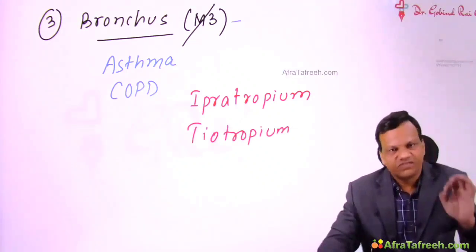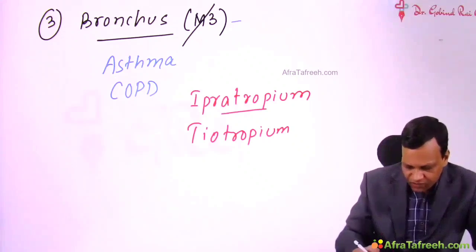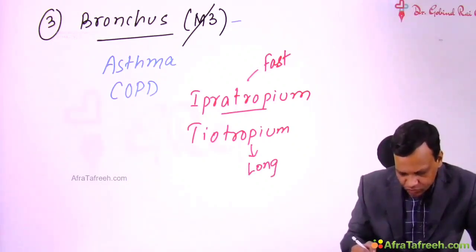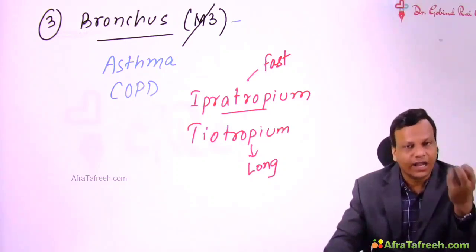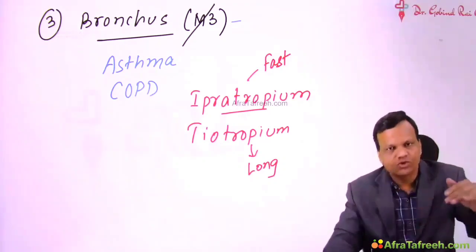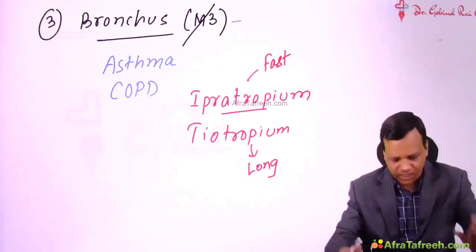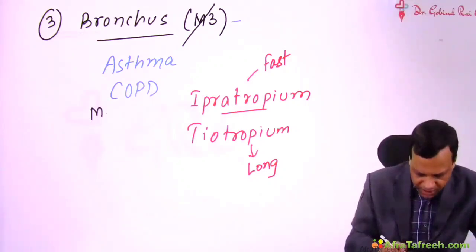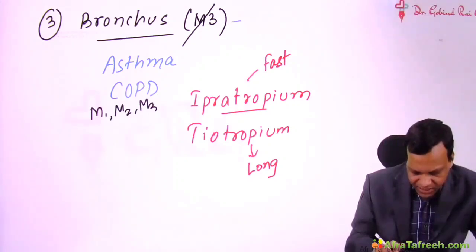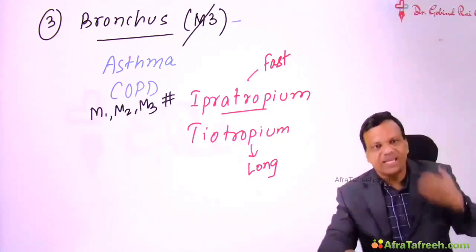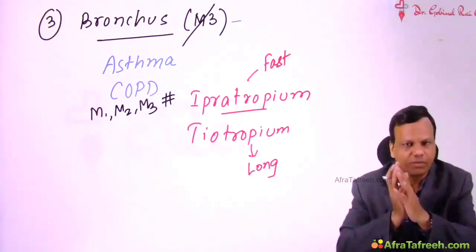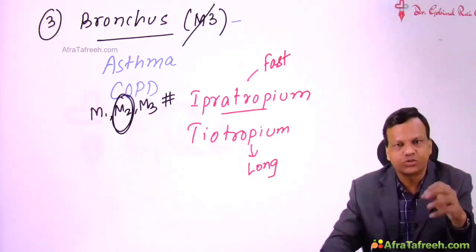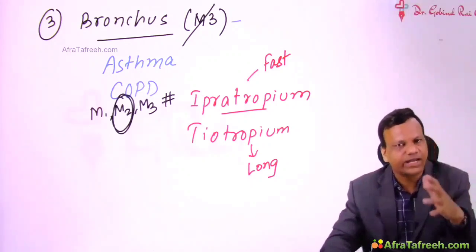The basic difference between the two drugs is ipratropium is fast acting, whereas tiotropium is long acting. So ipratropium is mainly used for acute attacks, whereas tiotropium is used for maintenance. Another important thing to remember, ipratropium is non-selective. It can block all muscarinic receptors M1, M2 as well as M3 receptors. But because it is given by inhalational route, the predominant action is on M3 receptors, but it can block M2 receptors also, which can lead to tachycardia. Remember, M2 blockade can lead to tachycardia.